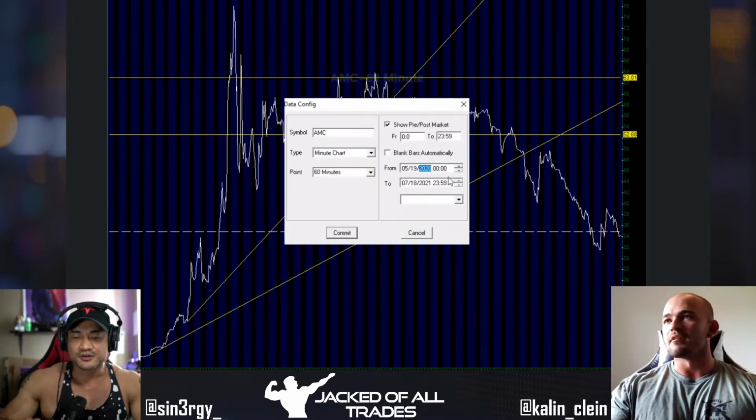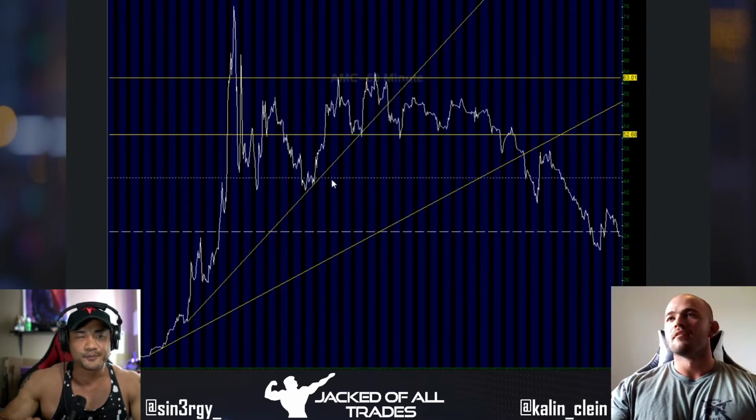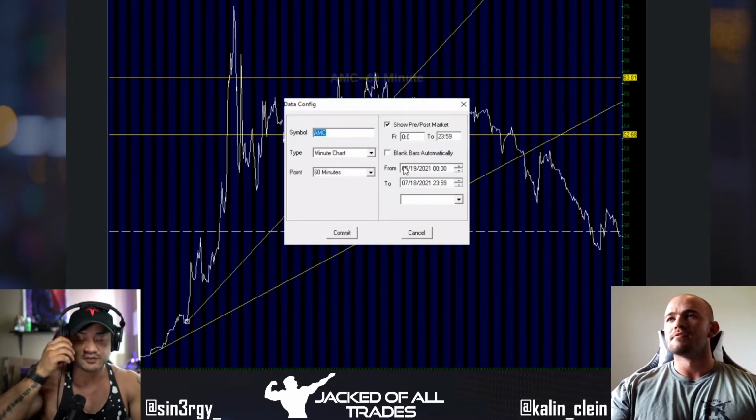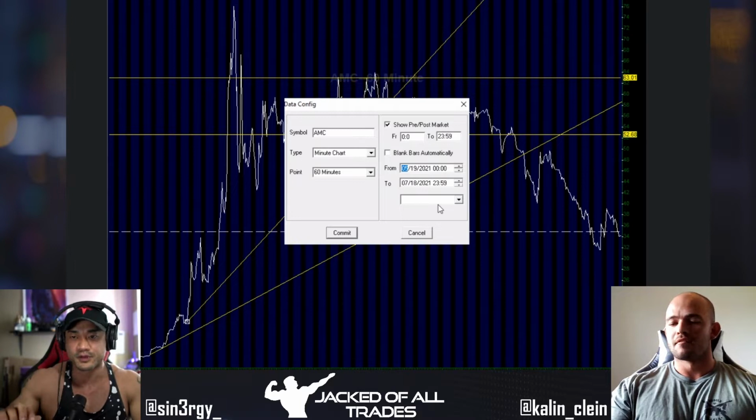Yeah, the diagonals are tricky. It took me a while to get them. It's more of an art than science. You can't just pick a bunch of low points and start drawing a diagonal. Right.